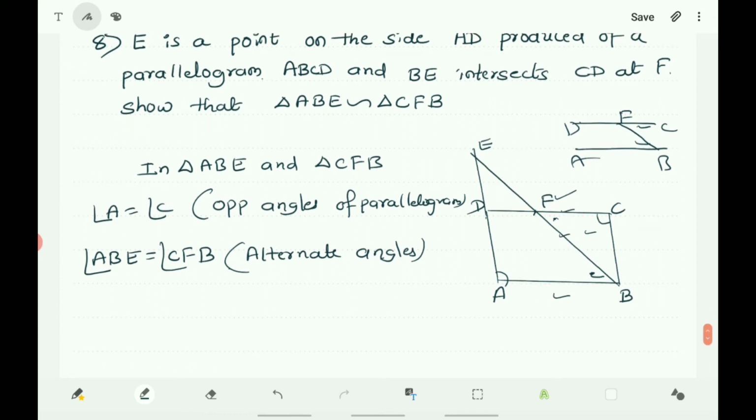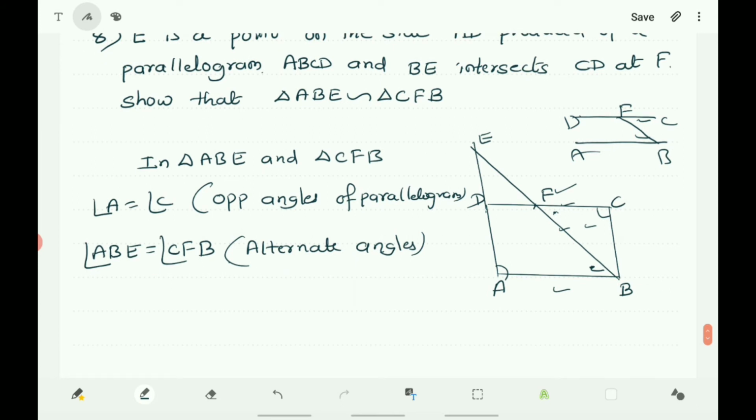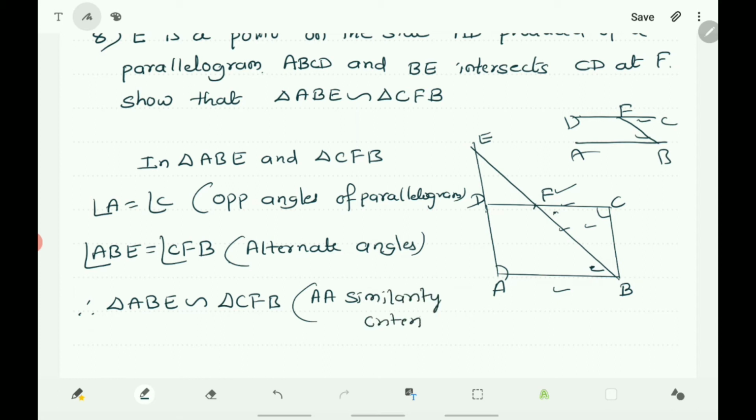Again here you got AA, that is, two pairs of corresponding angles are equal. Therefore you can write triangle ABE is similar to triangle CFB. Which criterion is used here? AA similarity criterion. AA similarity criterion is used. So you got the result here.